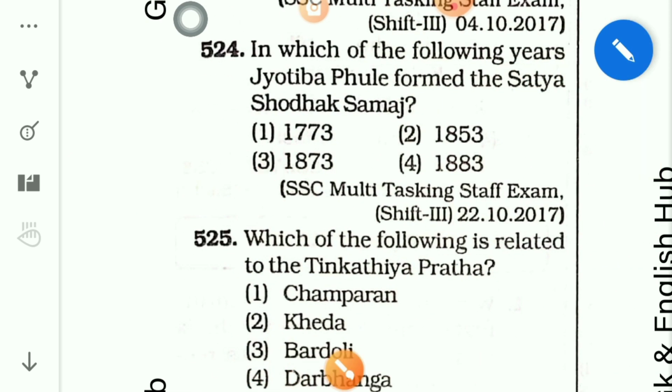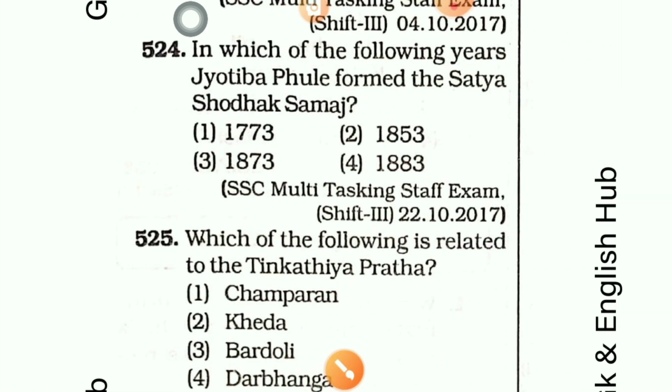1873. Okay. What was that society? It was formed in Pune, that is in Maharashtra, in the year 1873. I have told it. And this society works for the upliftment of Sudra Dalit. Okay.